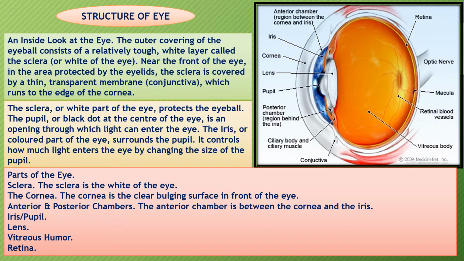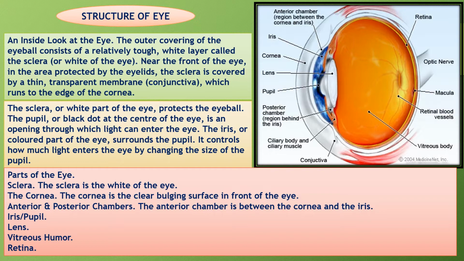An inside look at the eye. The outer covering of the eyeball consists of a relatively tough white layer called the sclera or white of the eye. Near the front of the eye, in the area protected by the eyelids, the sclera is covered by a thin transparent membrane called conjunctiva, which runs to the edge of the cornea. The sclera or white part of the eye protects the eyeball.